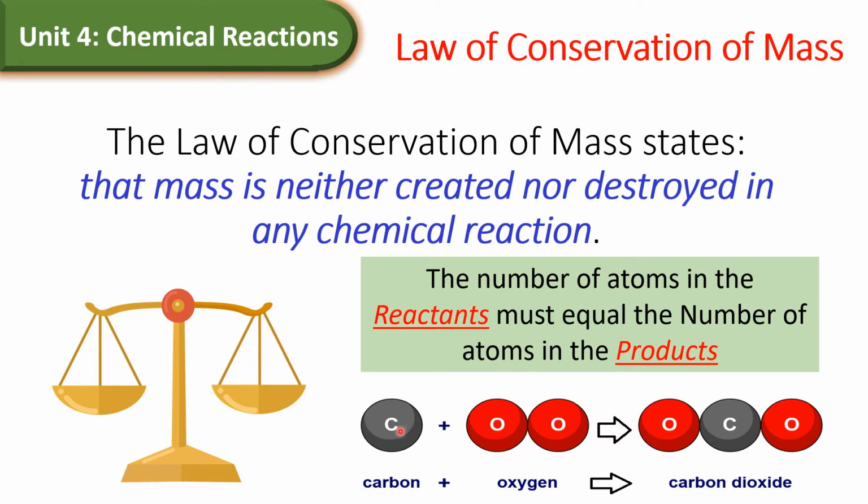For example, in your reactants, you have one carbon. Therefore, in your product, you also have one carbon. In your reactants, you have two oxygens. Therefore, in your product, you also have two oxygens. So this word equation is balanced because you have one carbon on both sides and two oxygens on both sides.